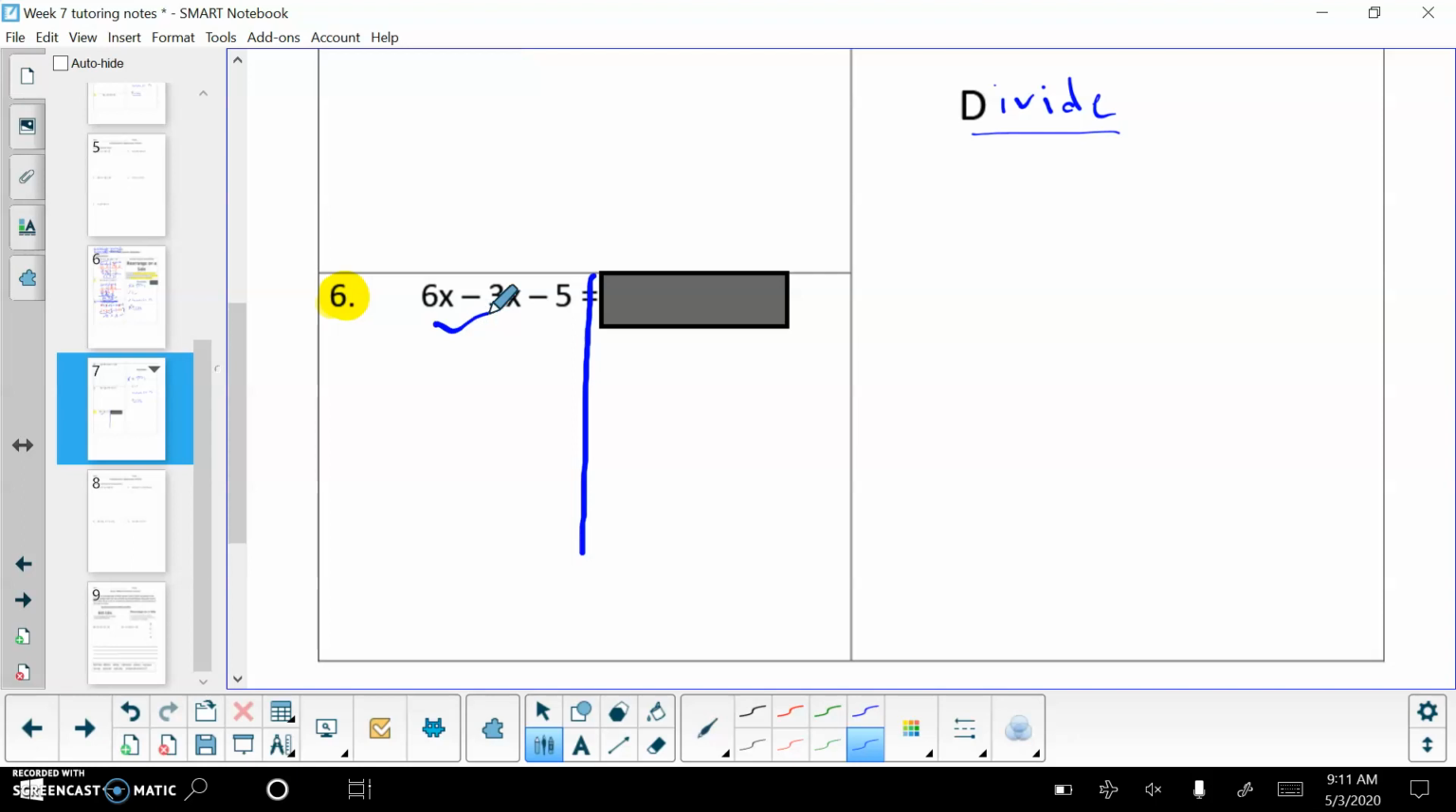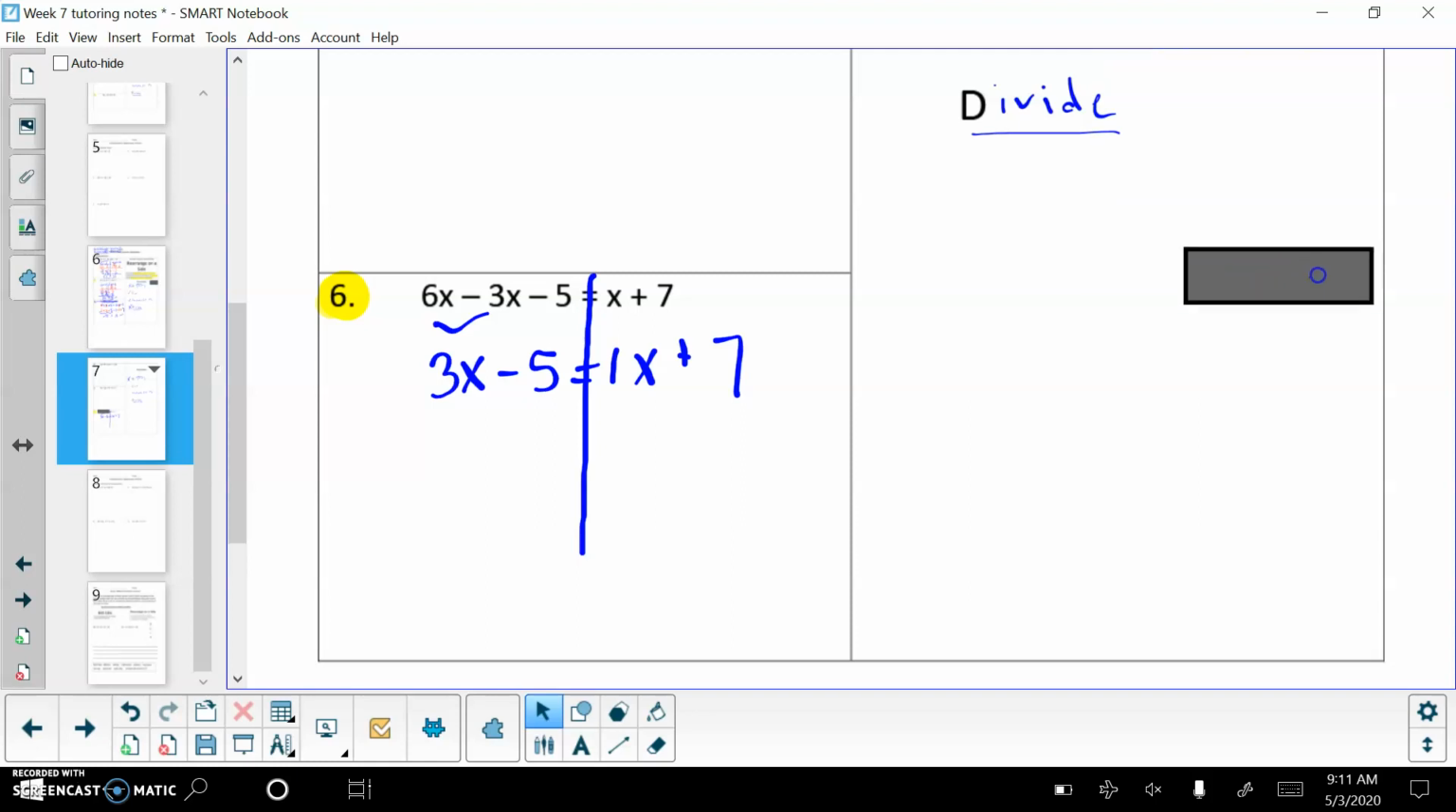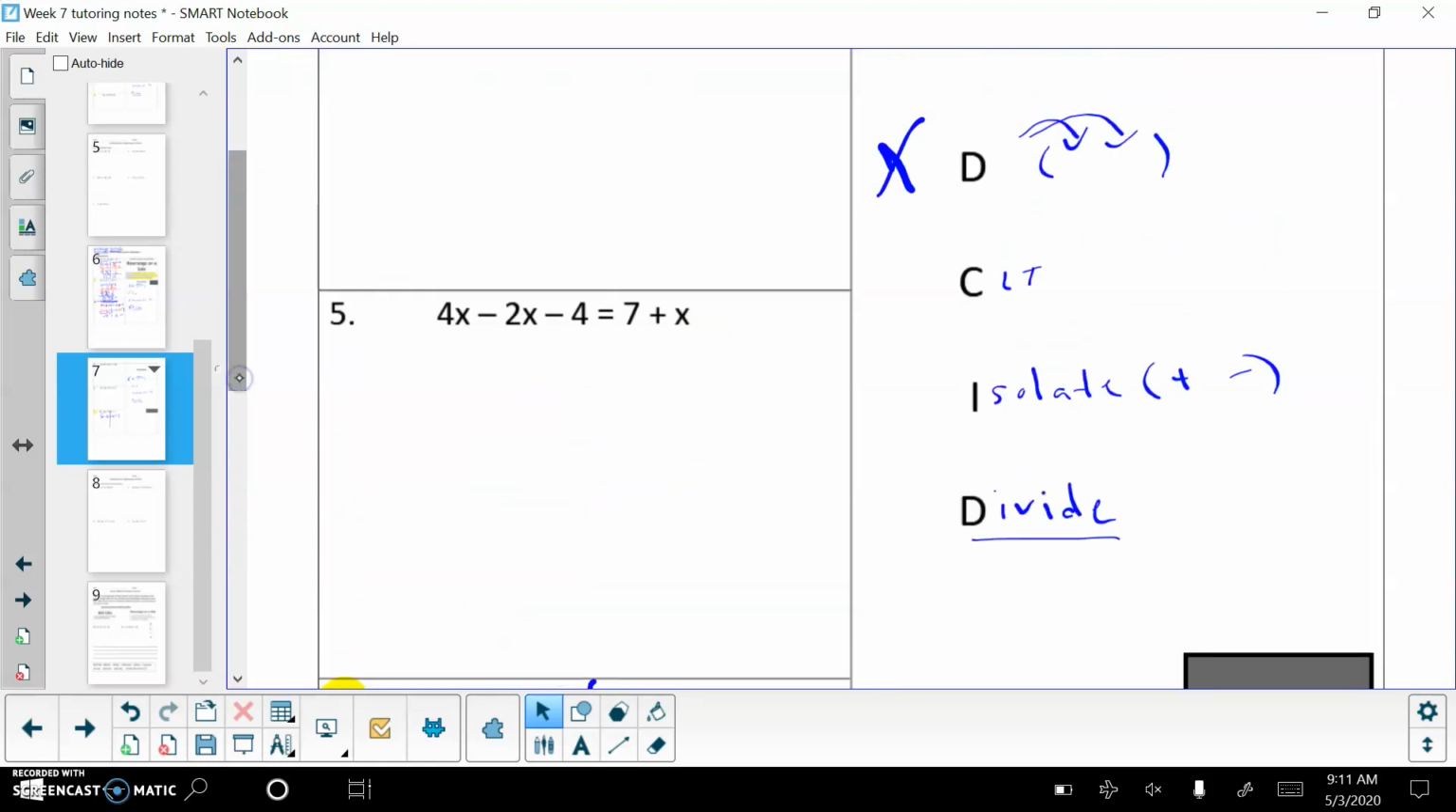So 6 minus 3, just think of the coefficients in front. 6 minus 3 is 3, but then don't forget to put your x with it. And then I'm just going to bring down my minus 5 because I didn't do anything with it. And then I'm going to look at the other side. There's nothing there that I can combine, but I will go ahead and put the 1 in front of the x since I didn't do that before. And then I've got my plus 7. So now I can get my little box out of the way. So that takes care of the combining step.